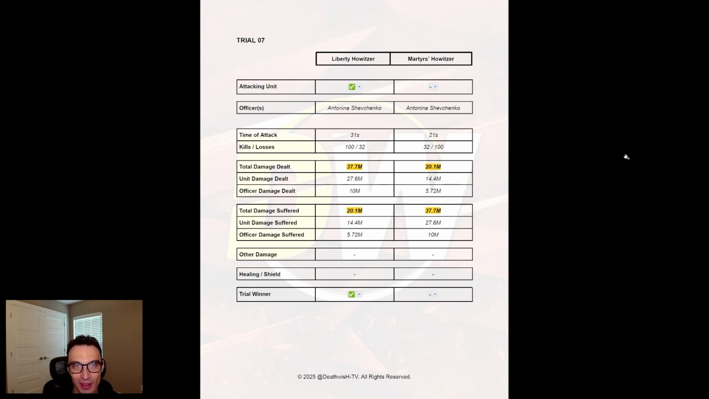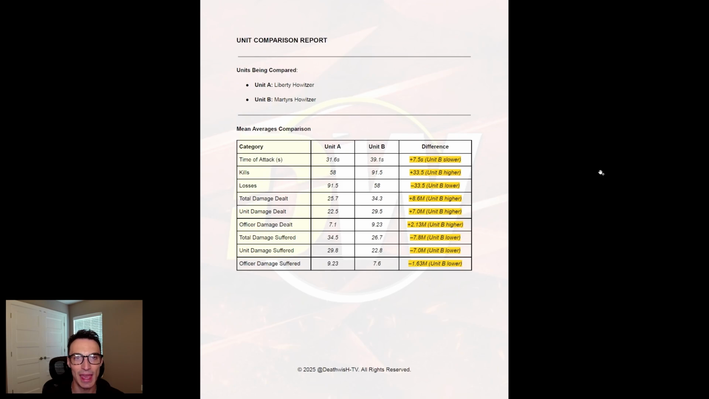Let's move on to the last trial, trial number 8, and see what it's got. Liberty started us off again, and you can see Martyrs took the win. This was a little bit closer. The Liberty was somewhat competitive here, but nonetheless, the Martyr took the win. And out of the 8 trials that we ran, Liberty won 1 and Martyrs won 7.